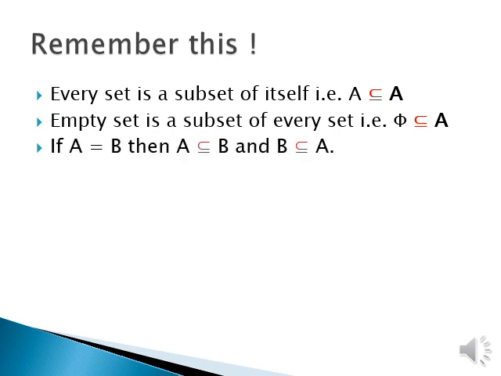If A equals B, then A is a subset of B and B is a subset of A. In the previous video we have seen that equal sets have exactly the same elements. Thus if set A equals set B, then obviously all elements will be the same. So we can write A is a subset of B and vice versa, B is a subset of A. If A is a subset of B and B is a subset of A, then A equals B, exactly the opposite of the third point.